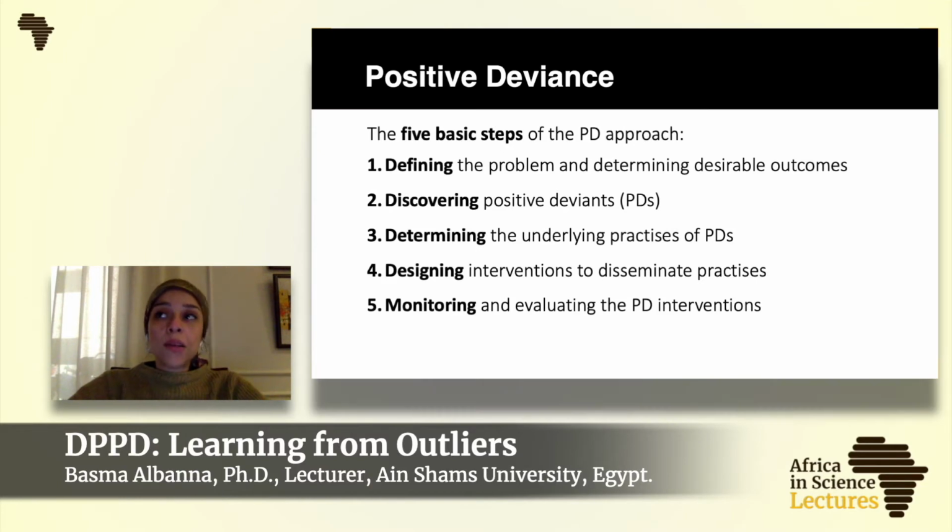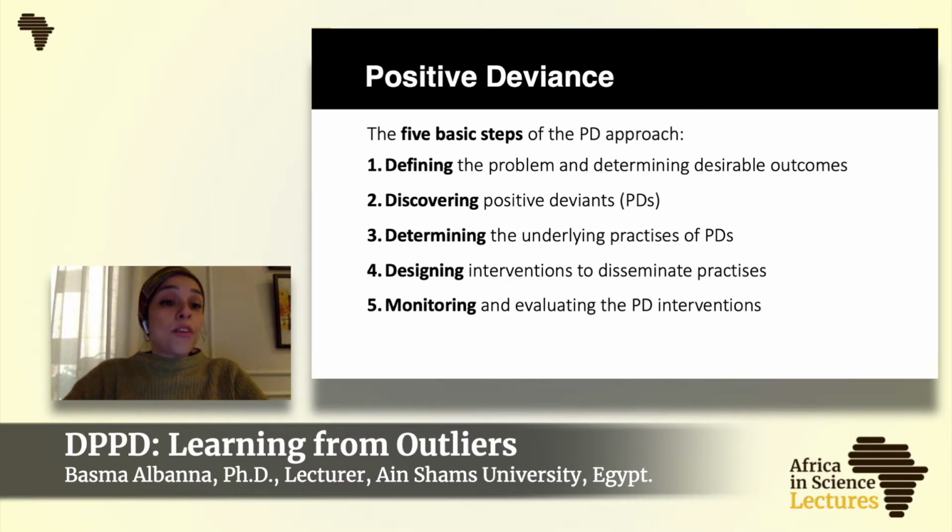So what are the 5 basic steps of the positive deviance approach? The first step is to define the problem and determine desirable outcomes that you want to achieve. After that, you look into the population and you start looking for the positive deviants, the ones who are achieving better outcomes than their peers despite facing similar challenges. The third step is to look into the underlying factors that led to the positive outcomes: the practices, the strategies, the attitudes of those positive deviants.